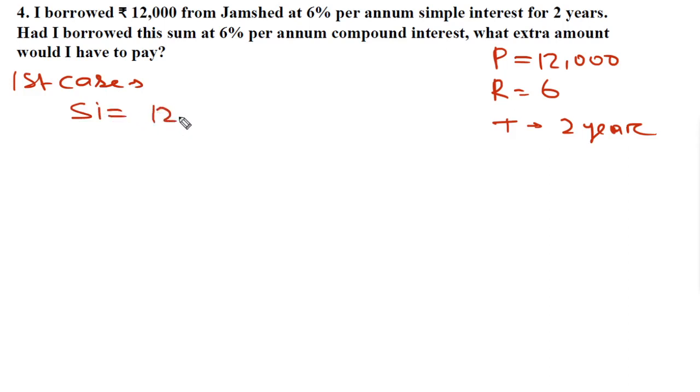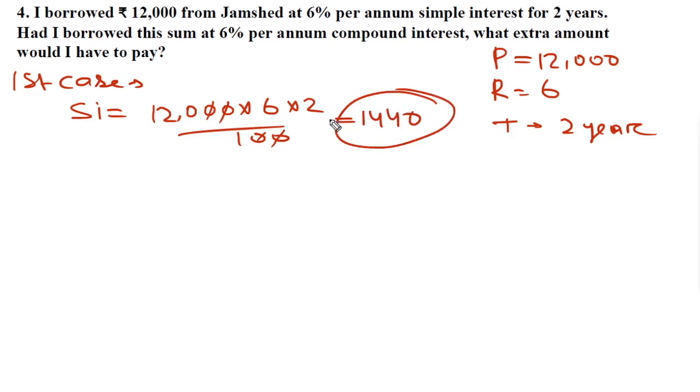So 12,000 into rate of interest 6 for 2 years divided by 100. So it will be equal to, you can cancel 2 zeros, 120 into 6 into 2, which is 1440. So this is the simple interest in the first case. Now we'll move to the second case.